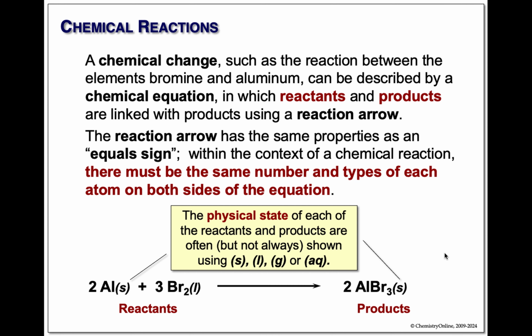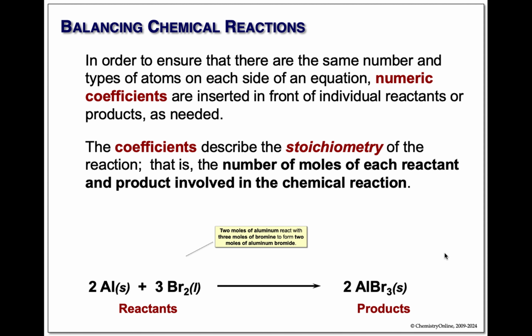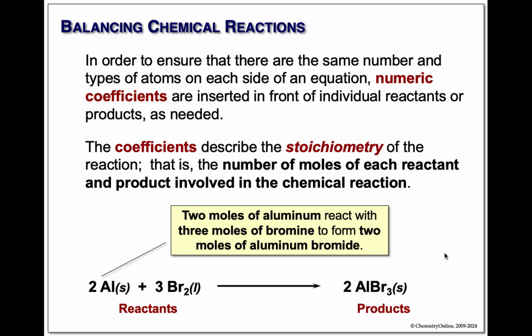The physical state, these little letters, is optional, okay? But they tell you this is a solid, that's a liquid, that's a solid. AQ stands for a solution in water, aqueous. In order to make sure that we have the same numbers and types, we use coefficients. The little 2, the 3, and the 2. This gives us 2 aluminums, 2 aluminums, 6 bromines, 2 times 3, 6 bromines.